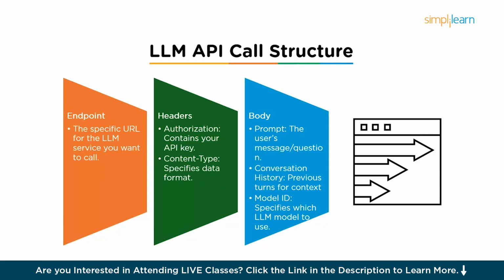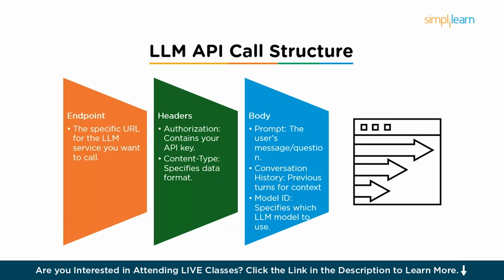Finally, and perhaps most importantly, is the body of your API request. This is where you send the actual data for the LLM to process. The core of the body is the prompt. This is the user's current message or question that you want the LLM to respond to. Crucially for chatbots, the body also includes conversational history. This contains previous turns of the conversation, both user inputs and bot responses.